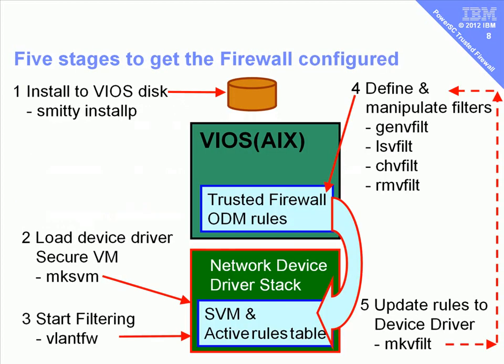Now, there are 5 stages of getting our firewall configured and up and running. Number 1 is we install onto the VIO server disk the actual Trusted Firewall software, and we're going to use installp as you'd expect. Number 2 is we load the device driver. It's called the Secure Virtual Machine, and we get that installed in our protocol stack. Then we switch that on with the vlantfw, VLAN Trusted Firewall command.